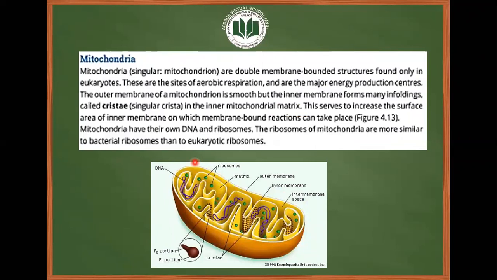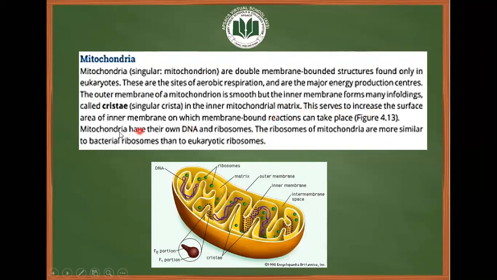Mitochondria, these are the double membrane bounded structures found only in eukaryotes. These are the sites of aerobic respiration and are the major energy production centers. The outer membrane of the mitochondria is smooth, but the inner membrane forms many infoldings, and these infoldings are known as cristae. As you can see here in this picture, these infoldings, the yellow one, these are known as the cristae, singular crista. The purpose of these cristae is to increase the surface area of the inner membrane.